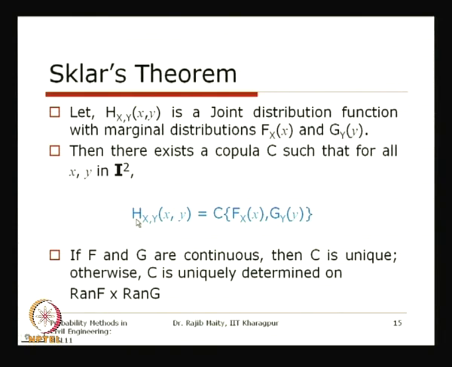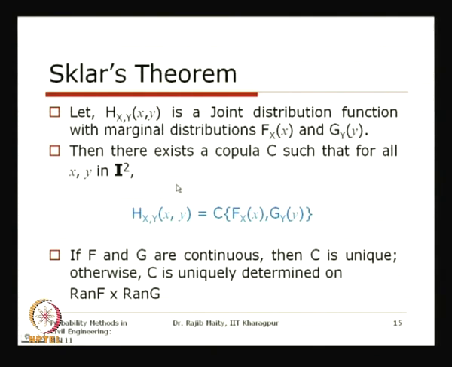So, for all x, y combinations, H(x,y), this is the joint distribution, is equal to C of F(x) and G(y). If F and G are continuous, then C is unique, otherwise C is uniquely determined on the range of F and the range of G. So, this means that the surface over this range, over this area, should be uniquely determined. So this is the Sklar theorem.